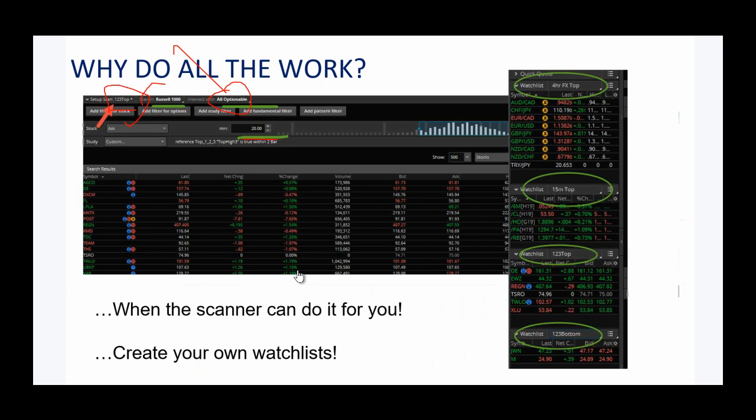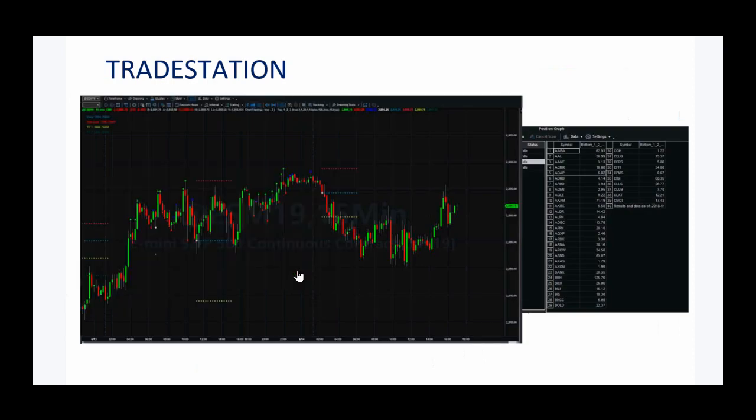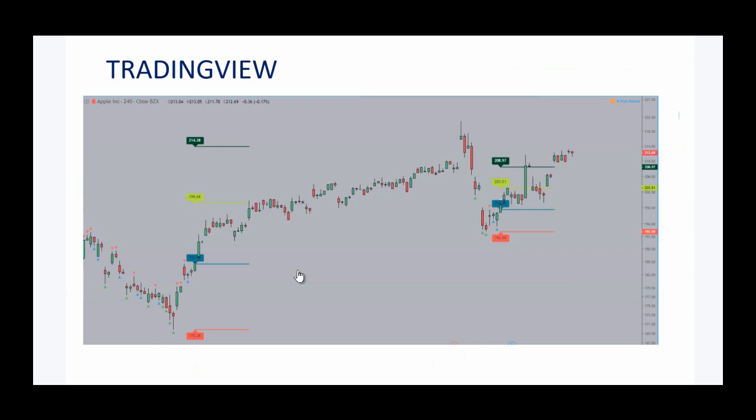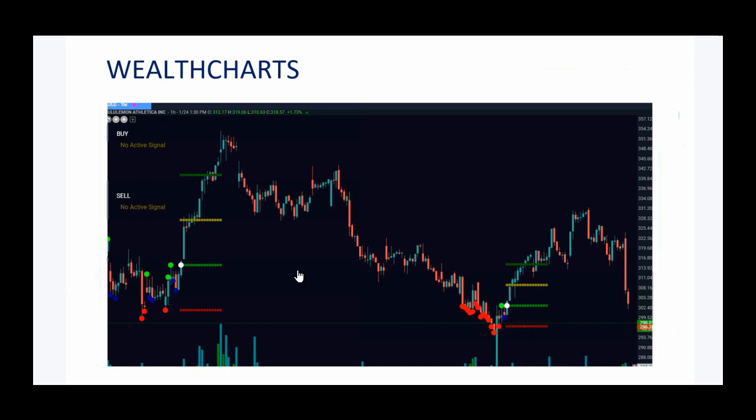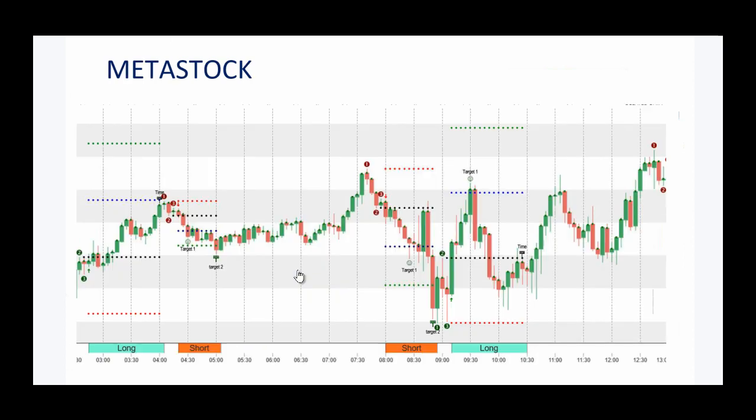So we've been looking at Thinkorswim. This is what it looks like on TradeStation. This is what it looks like on NinjaTrader 8. This is what it looks like on TradingView. This is what it looks like on MetaTrader 4. This is what it looks like on WealthLab. This is what it looks like on MetaStock. Yes, we've had it programmed for every single one of those platforms. The only platform that doesn't have a scanner is TradingView, and that's just due to the limitations of that platform.